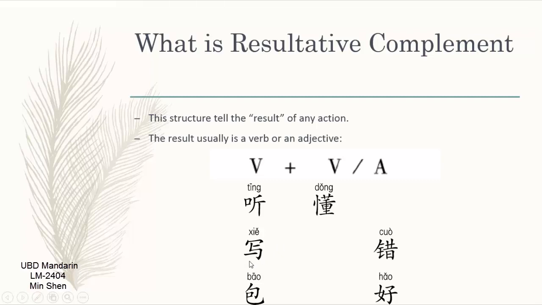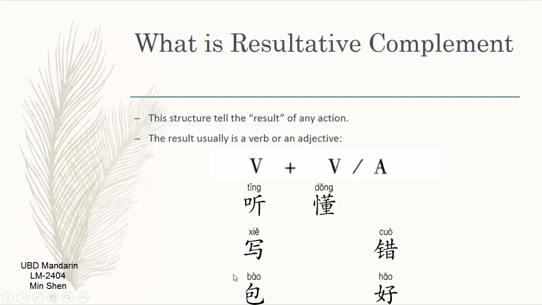The other example, 写错. 写 is the action, write or writing. And what's the result of it? Which is expressed by an adjective. The result of the action writing is wrong, or write wrongfully, or write something wrong.